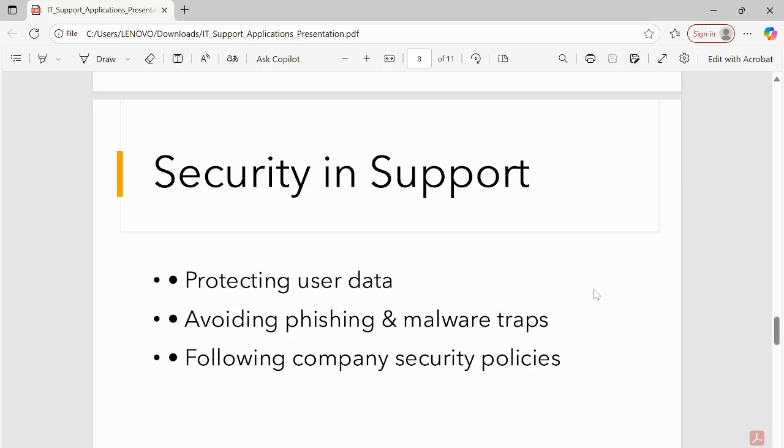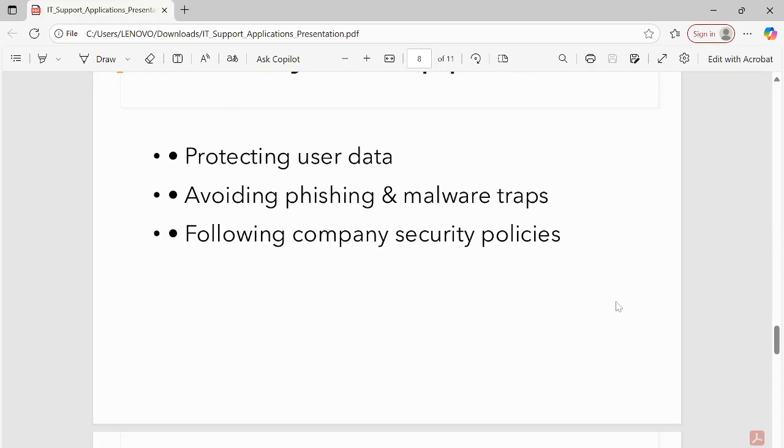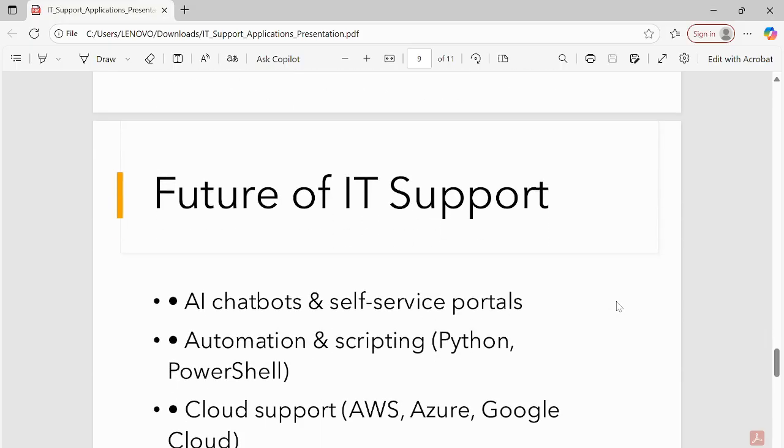In the company, for example, every year you have to complete one training related to phishing and malware awareness. So you have to follow the company policies and be aware of what type of phishing or malware traps you can catch. In that case, you have to be up to date. You have to follow the security policy and complete the training. Okay, I can show you.